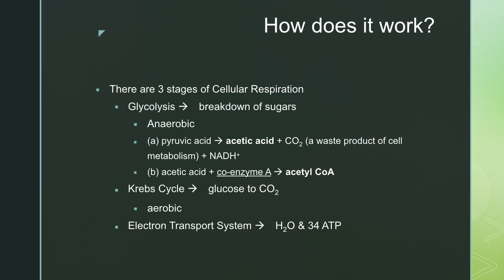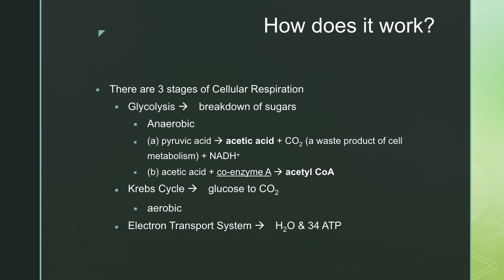How does it work, you ask? Well, I'm going to tell you. There are 3 stages of cellular respiration. The first one, glycolysis. The second one, the Krebs cycle, also known as the TCA cycle. And the third one, the electron transport system.